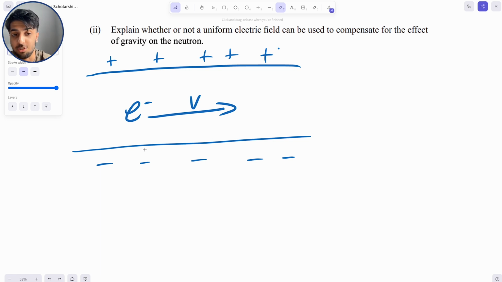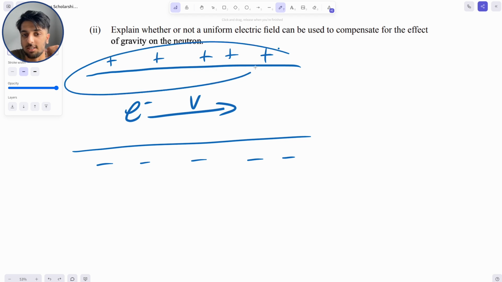However, as a neutron does not have charge, this wouldn't work because it will neither be attracted to the positive or repulsed by the negative.